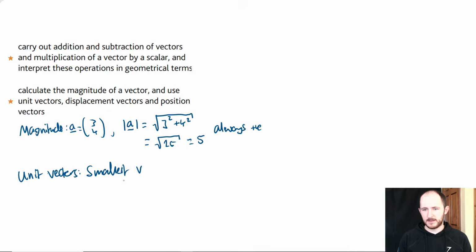It's the smallest vector that provides a direction. So I mentioned earlier with the i, j, and k, they're the smallest vectors that provide direction in the x, y, and z axes respectively. Provides a direction of a vector.